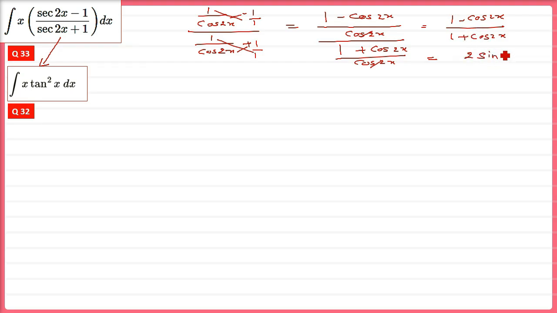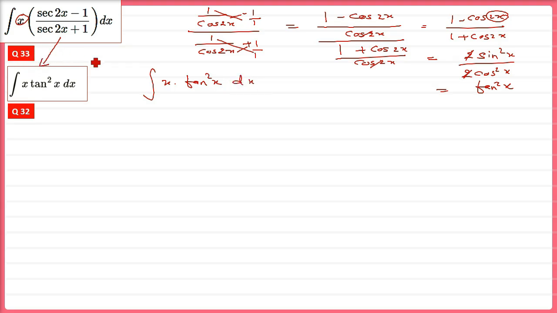So 1 minus cos 2x is 2 sine square 2x by 2, that is 2 sine square x. And 1 plus cos 2x is 2 cos square x. 2 gets cancelled, you will get tan square x. So finally this sec 2x minus 1 by sec 2x plus 1 has become tan square x. X was already there, so let's write this as integration of x tan square x dx.